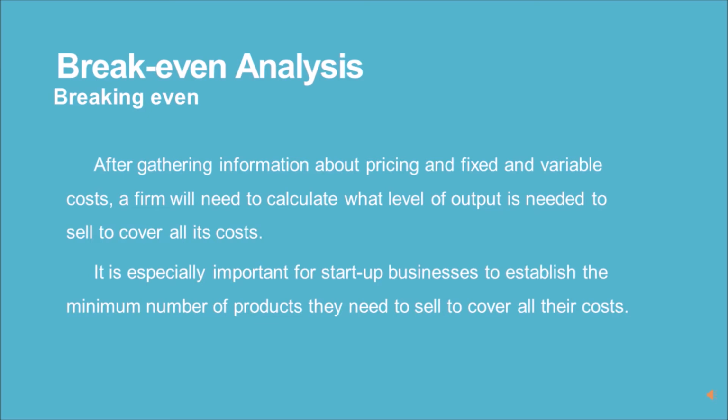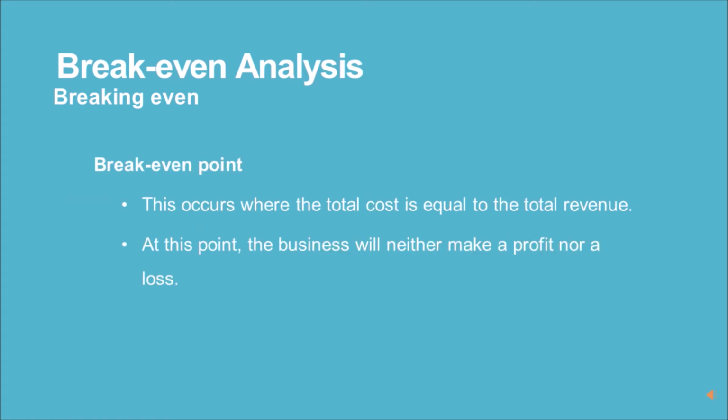Breaking even. After gathering information about pricing and fixed and variable costs, a firm will need to calculate what level of output is needed to sell to cover all its costs. It is especially important for startup businesses to establish the minimum number of products they need to sell to cover all their costs.